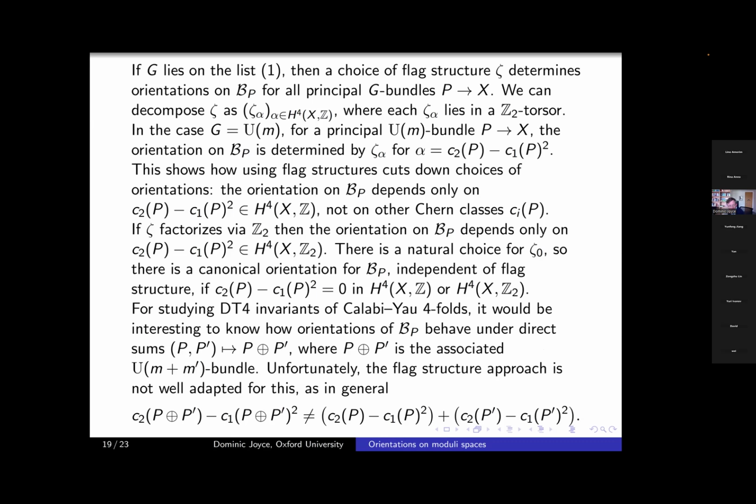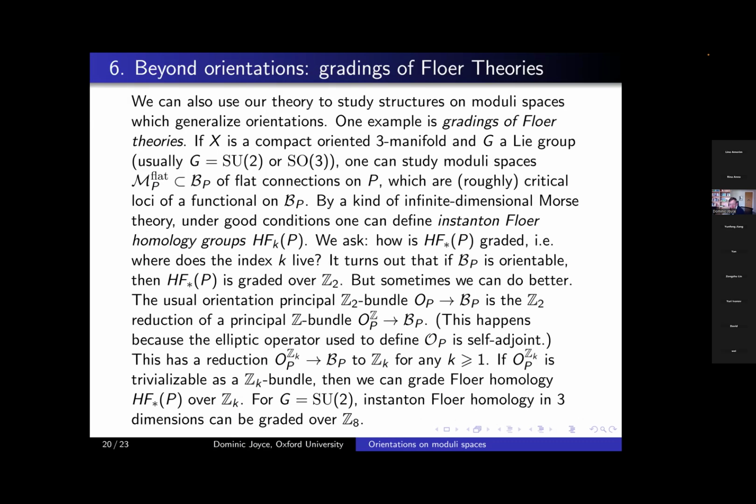Okay, so finally, I want to talk about a couple of problems which go beyond orientations of moduli spaces. And the first of these is gradings of Floer theories.